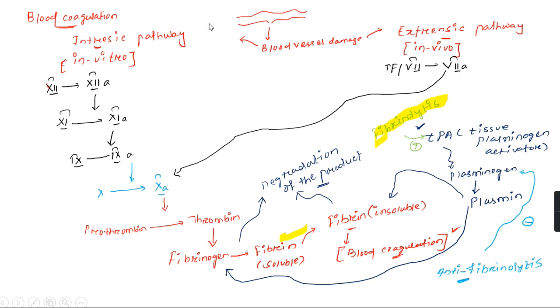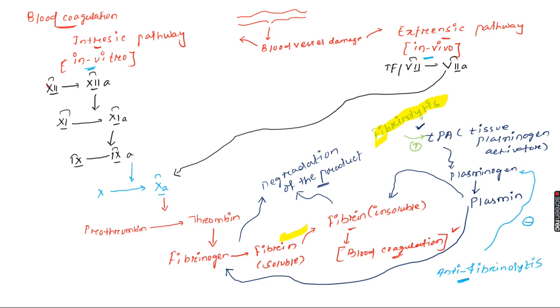On damage of a blood vessel, there are two basic pathways activated, the intrinsic pathway and the extrinsic pathway. The intrinsic pathway acts in in vitro conditions, and the extrinsic pathway is activated in vivo, in a living organism. The extrinsic pathway is activated by factor 7, which is converted to its active form, factor 7a. Then factor 7a activates factor 10a. Due to this, the subsequent activation leads to blood coagulation by formation of fibrin.